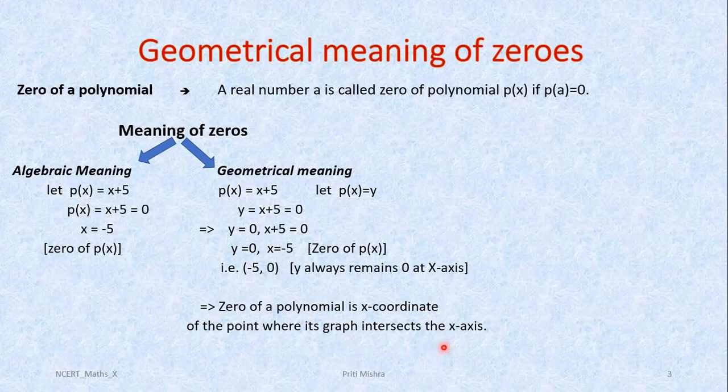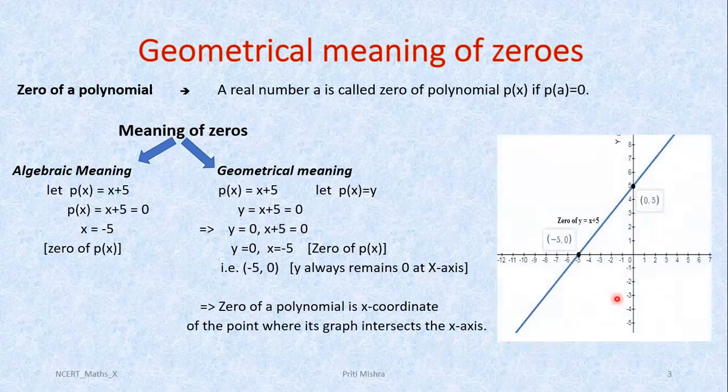So let's have its graph. Here I have shown you that this is the graph of the polynomial p(x) = x + 5. Now you just find this point in this graph, (-5, 0). Here it is. And you can see at this point, the graph of this linear polynomial, which is a straight line, is cutting the x-axis. Here y = 0, so it is lying on the x-axis only. And this point -5 is the zero of this linear polynomial. So this was the geometrical meaning of zeros for a linear polynomial.